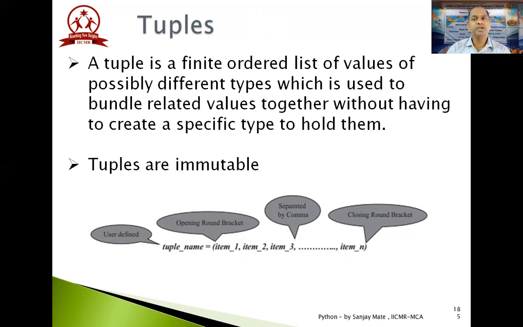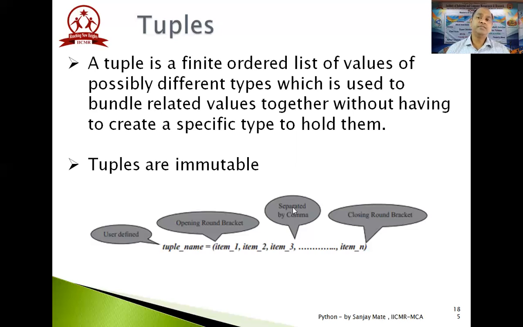In the list also we can do that, but what is the difference? The major difference between tuple and list is that the list is mutable and the tuple is immutable. Immutable means what? You cannot change the contents of the tuple. So that is very important. And therefore the tuple is a little bit faster than the list.